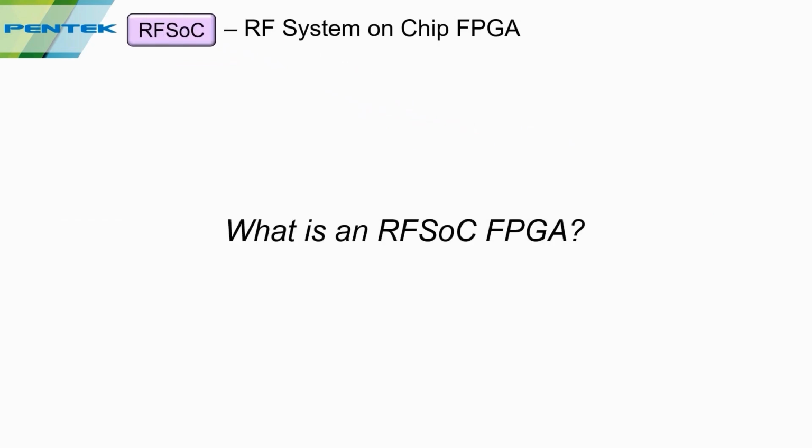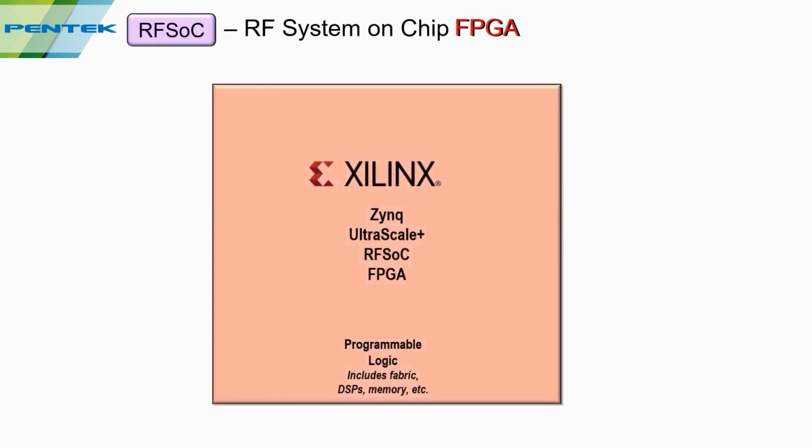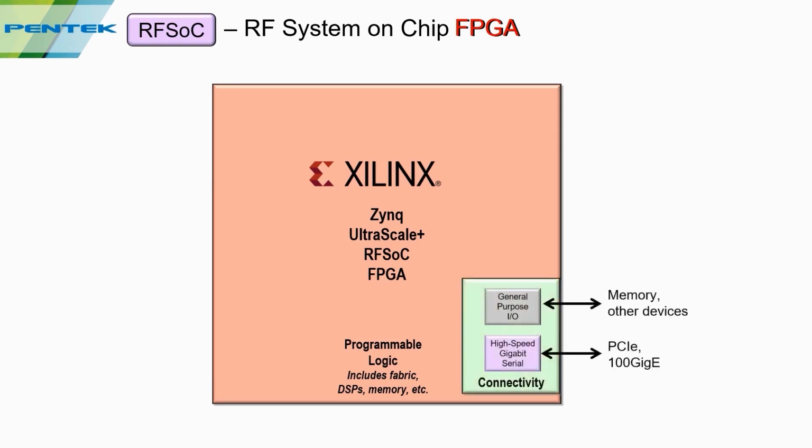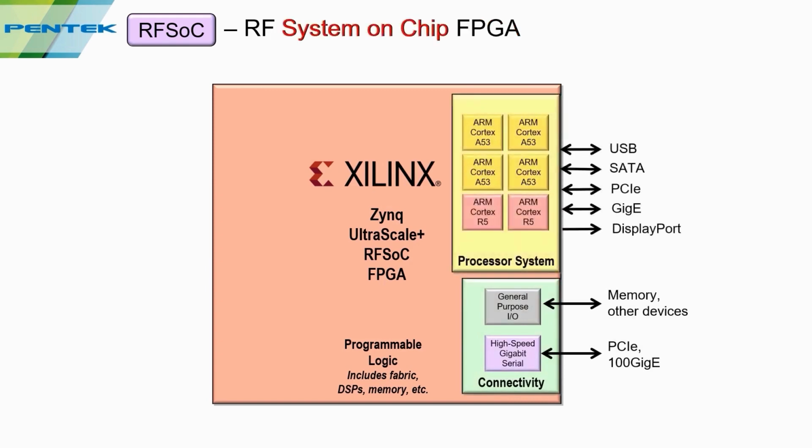So what is an RFSoC? Well, the FPGA part of the RFSoC is based on UltraScale Plus Fabric. In it, you'll find resources you'd usually expect in an FPGA: programmable logic, DSPs, memory, high-speed interfaces. The system on chip component is a processor system or subsystem containing 6 ARM processors and a range of peripherals including USB, SATA, PCIe, 1 GigE, all giving you access to those ARM processors.